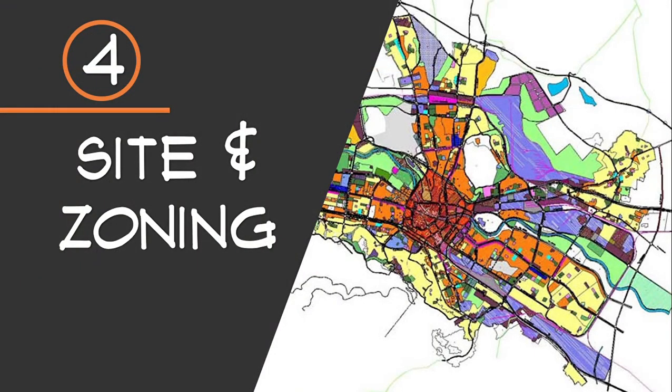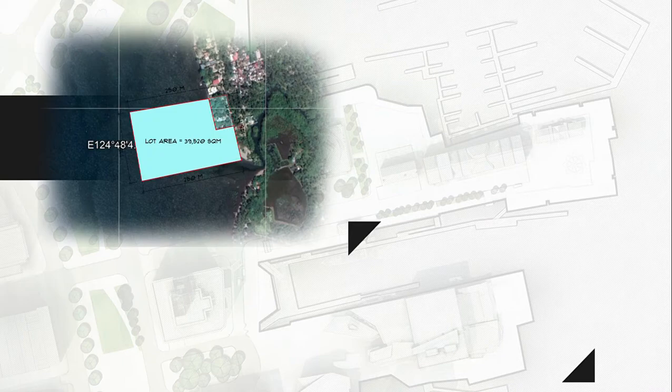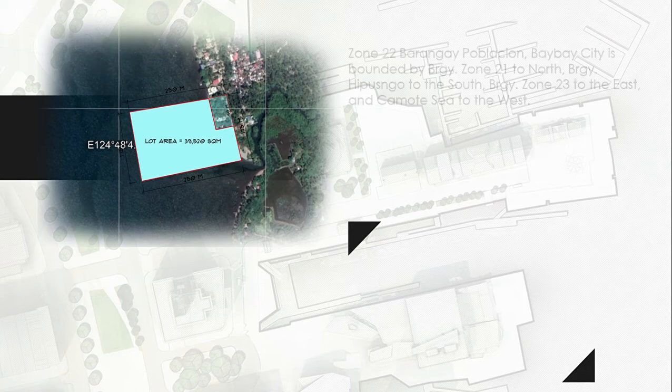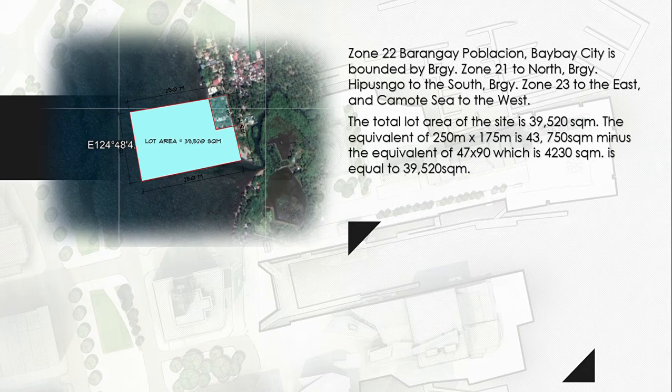Fourth is the site and zoning. Zone 22 Barangay Poblacion, Baybay City is bounded by Barangay Zone 21 to the north, Barangay Hiposno to the south, Barangay Zone 23 to the east, and Camotes Sea to the west. The total lot area of the site is 39,520 square meters.